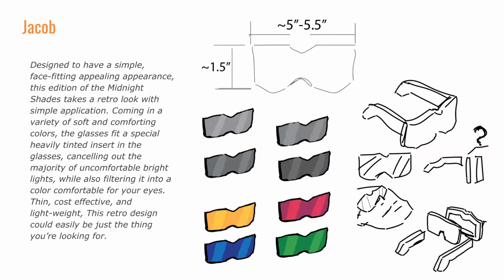This version of the Midnight Shades, designed to have a simple, face-fitting and appealing appearance, comes in a variety of soft and comforting colors. The glasses themselves have a special fit lens placed into the glasses behind the primary lens, which helps filter out nearly all light. However, all remaining light is then filtered through the lens into a nice, comforting, and appealing color.